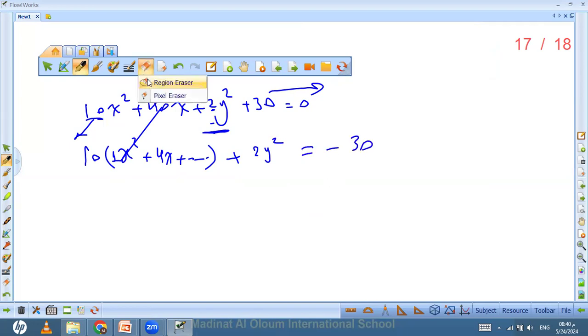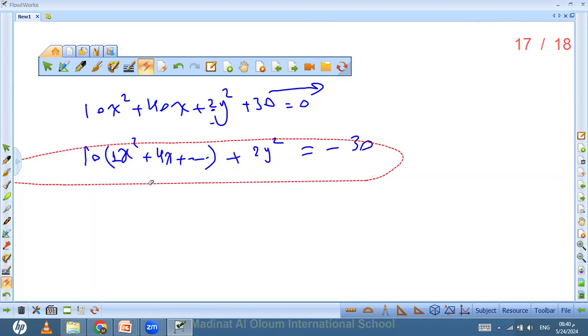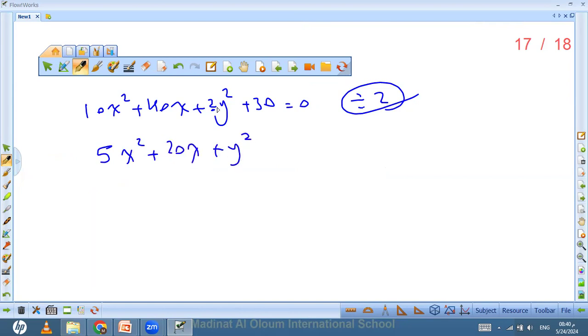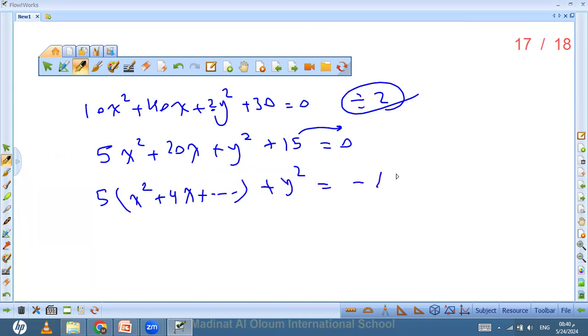Or we can divide everything from the beginning by 2, to make y squared alone. I can do it like this before I complete the square. Divide all by 2: 10 divided by 2 makes 5x squared, 40 divided by 2 makes 20x, plus 2y squared divided by 2 makes y squared, 30 divided by 2 is 15, equal to 0. I'll take this one to the right. 5 common now: 5 divided by 5 is 1, 20 divided by 5 is 4, plus y squared equals negative 15.